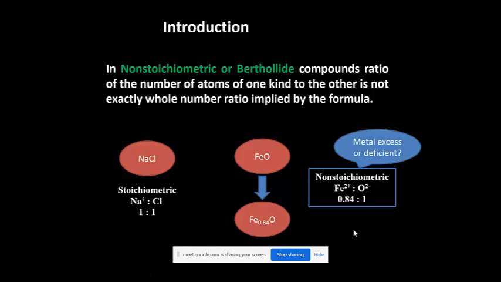Okay, so this is a particular kind of non-stoichiometry in which you understand that iron, that is a cation, is in lower amount than the anion. So basically it is metal excess or metal deficient. You understand that the metal is deficient in this metal oxide, as there are fewer cations.